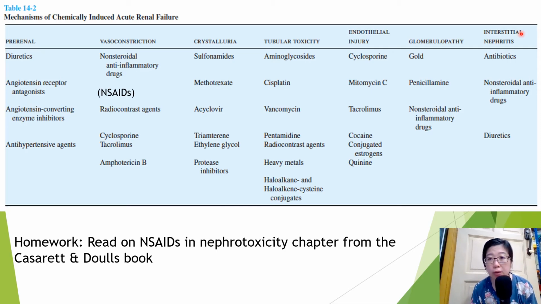Over here, I'm just highlighting NSAIDs because it's the first year course, right? All these drugs are important. For example, aminoglycosides are important as well. These are very potent antibiotics used in IV, but there is a dose-dependent effect that can cause nephrotoxicity, and its nephrotoxicity is sort of irreversible.